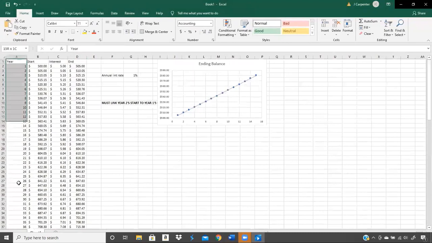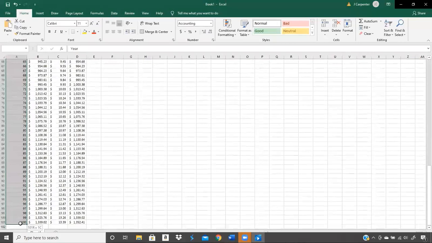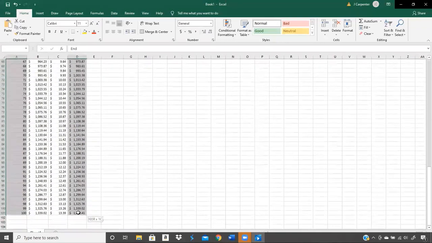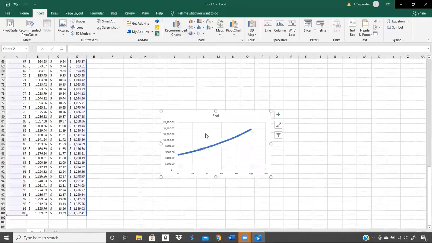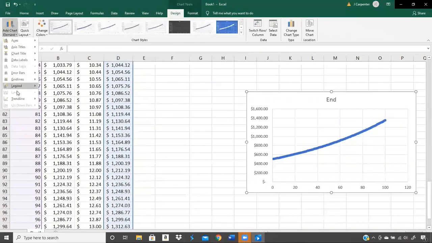Let me do this. So let's highlight all 100 years. Let go of the mouse, scroll back up. I'm going to hit and hold control. Grab the labels, drag all the way down. Let go of everything. Insert, scatter chart. And you can see here that it doesn't look as linear. It doesn't look like a perfect line. If I were to add chart element trend line, it doesn't look that terrible, but it's not perfect.